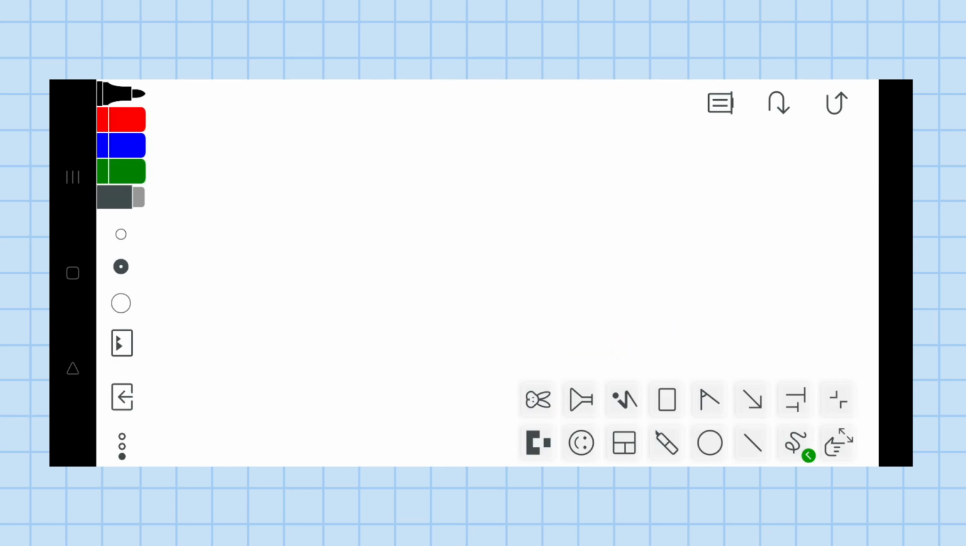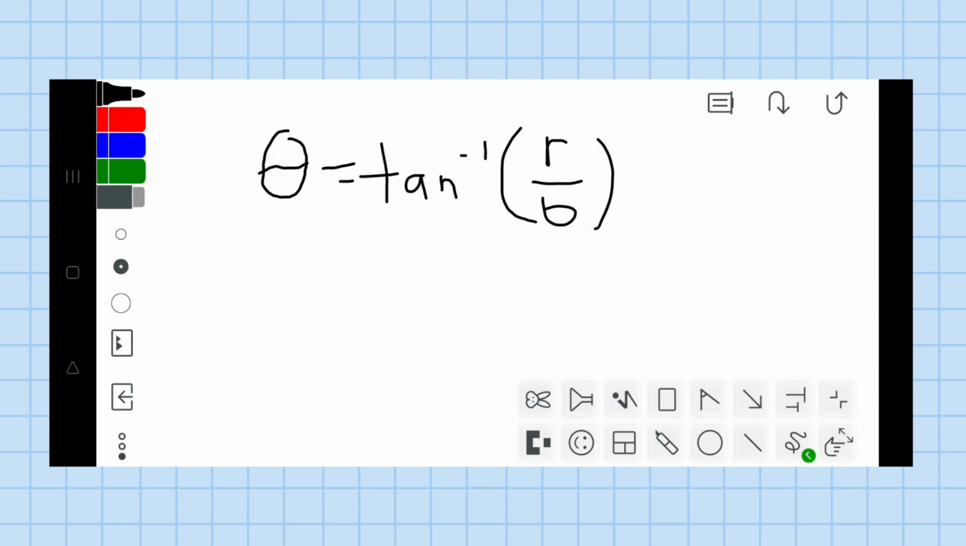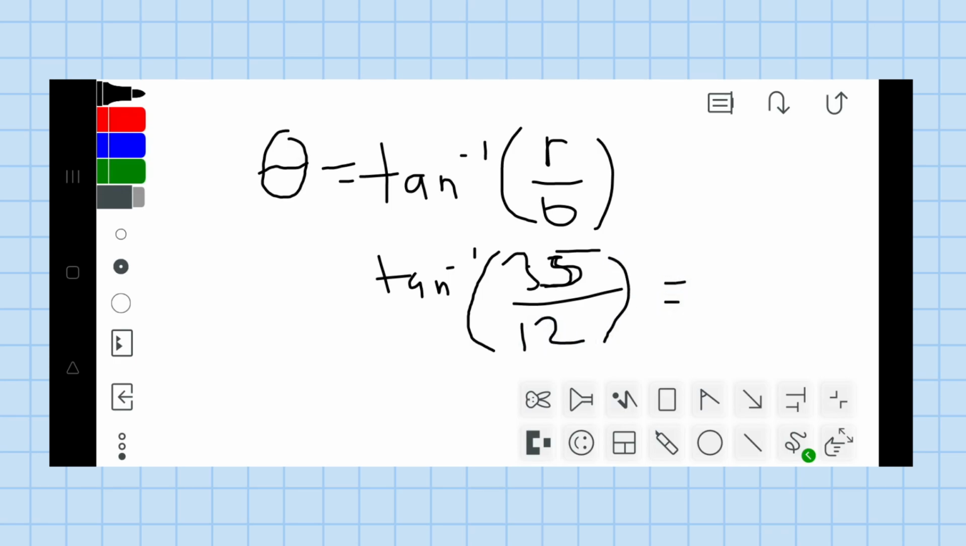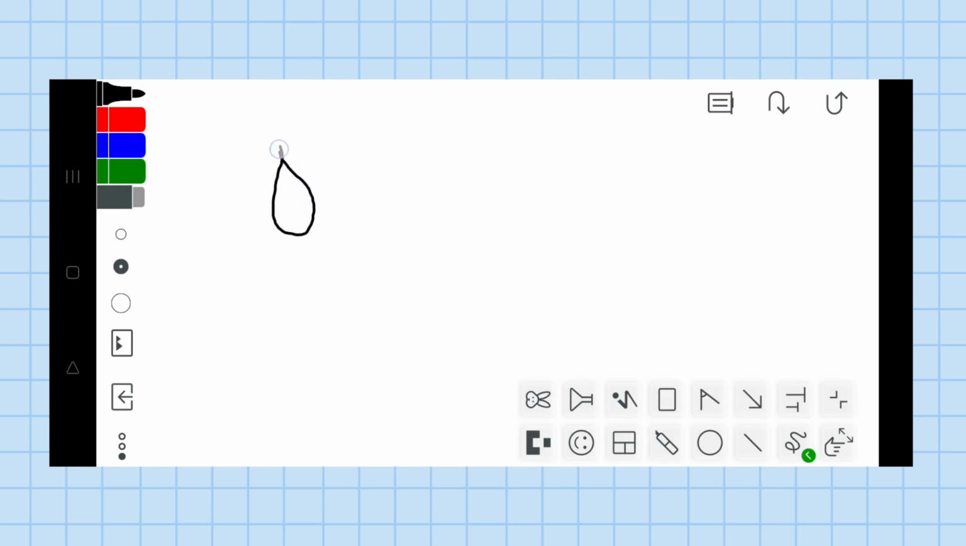We were also tasked to find the direction of the rain, which is tan to the power of negative 1 of r over b. Substituting these values, we would have tan to the negative 1 of 35 over 12 meters, which is equal to 18.9 degrees. Thank you, Vincent, for the wonderful explanation.